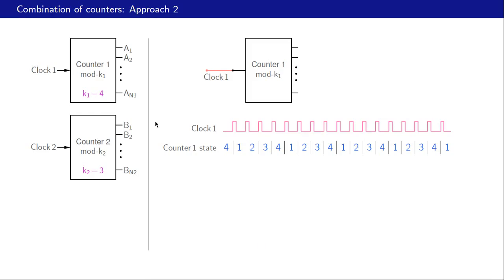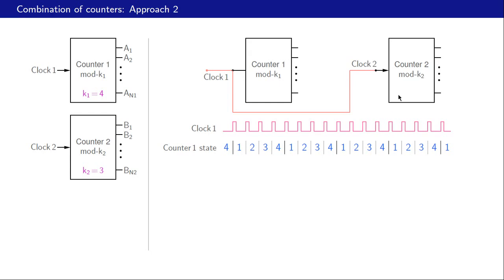Let us now consider another approach to combine two counters, a mod K1 counter and a mod K2 counter, to obtain a mod K1 K2 counter. Here is the same example again. Our counter 1 is a mod 4 counter and counter 2 is a mod 3 counter. This is our counter 1, and that is clock 1. It has 4 different states marked with these blue numbers, and after 4 clock periods state 1 appears again, and so on.